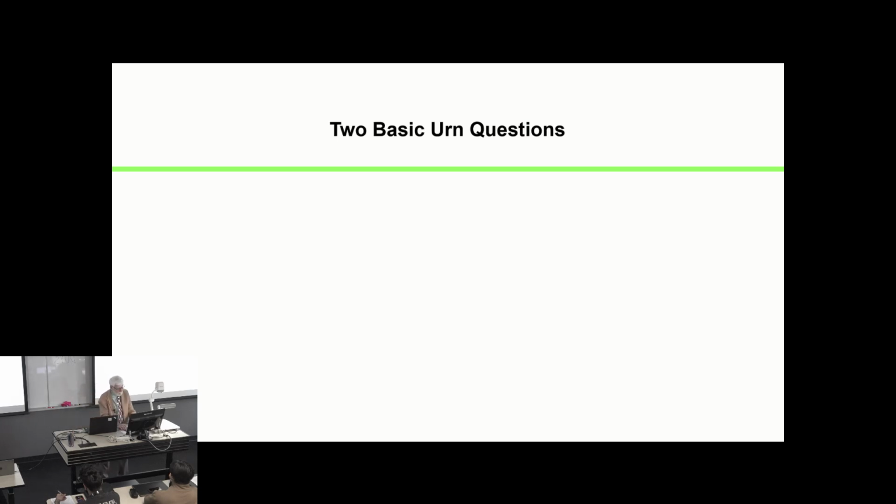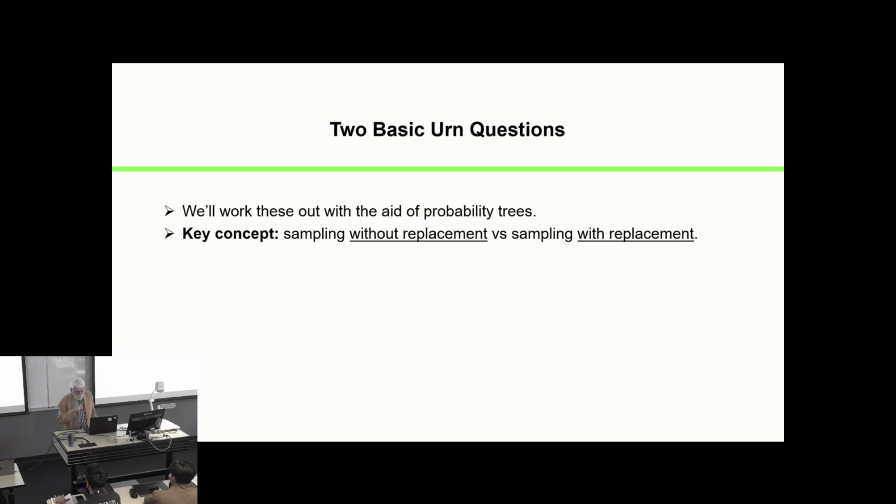So we're going to work with paper, well, for me, paper. And we're going to consider a very simple problem, a couple of simple problems involving balls in urns. We're going to work these out with the aid of probability trees, and then we're going to do some interesting things with these probability trees.